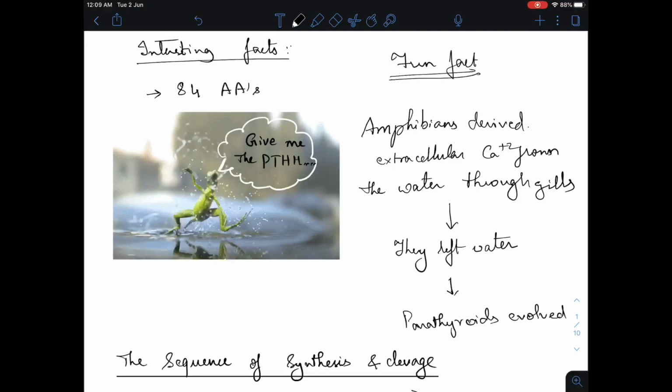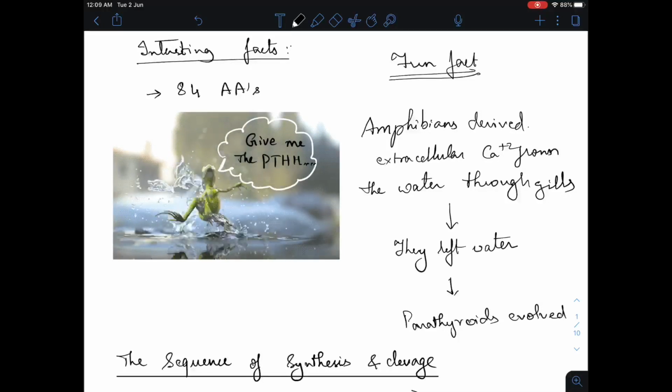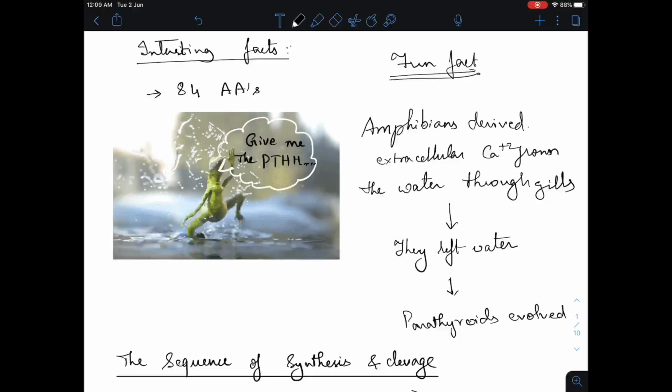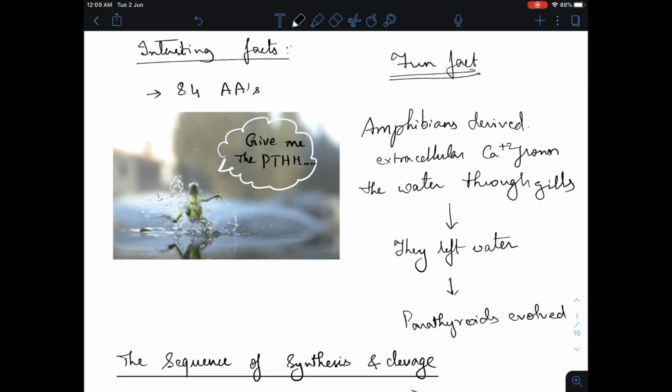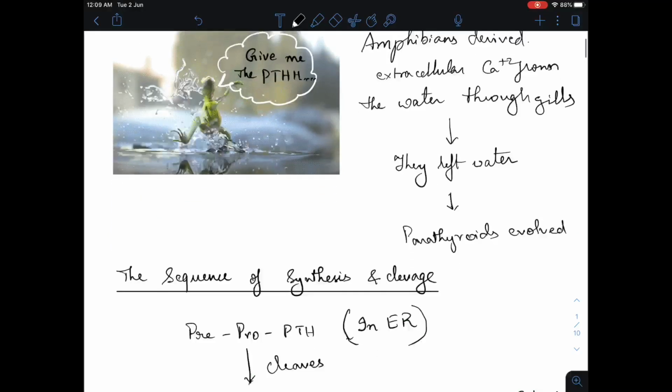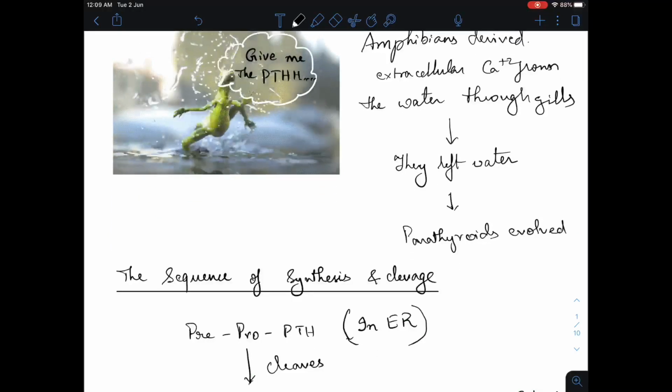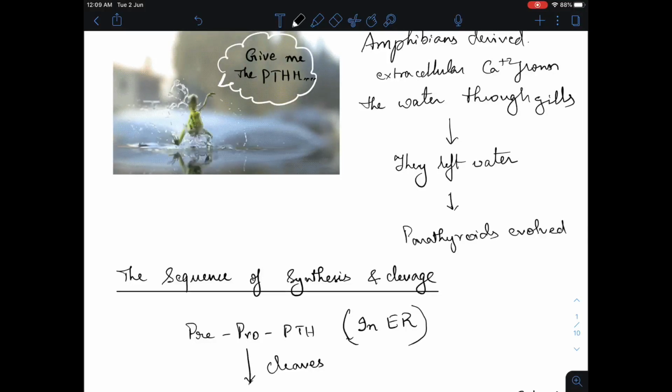And the fun fact is, the first time the parathyroids appeared in the course of evolution was when amphibians left the water. So they don't want to live in the water, from which they used to derive the calcium through their gills. And after they came out of the water, gills were of no use, and there comes the necessity of parathyroid glands to regulate the calcium. So this is how the parathyroids have evolved.